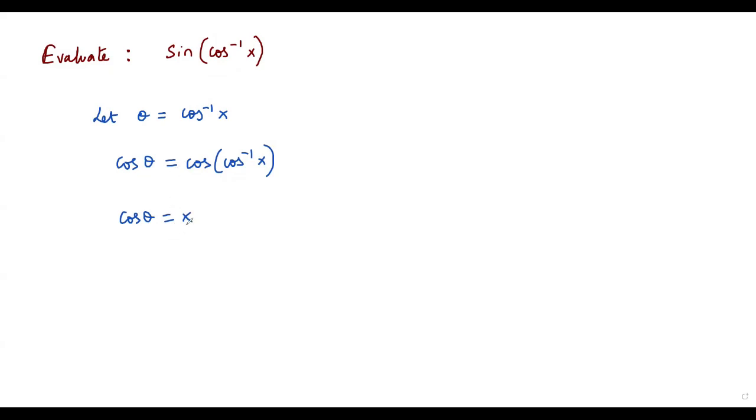Now I consider there is a denominator 1 for this x. So then I'm getting cosine theta equals x over 1. According to SOHCAHTOA, the formula to find the value of cosine is adjacent over hypotenuse. So this x represents the adjacent side and this 1 represents the hypotenuse.